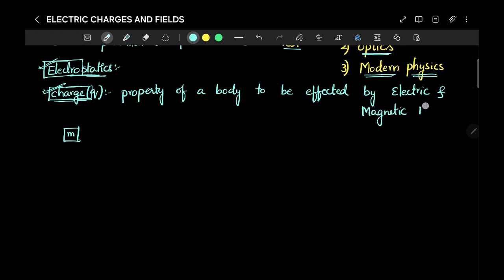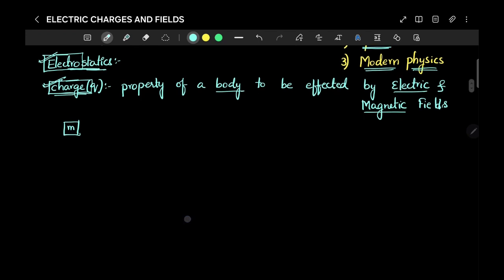So that property which is responsible for a body to get affected by both electric and magnetic fields, we are calling it charge. This charge is generally represented by a symbol. Already I have given you that. What is the symbol for charge? It is Q. We represent it sometimes as capital Q, sometimes as small q, depending on how it has been given in the question.